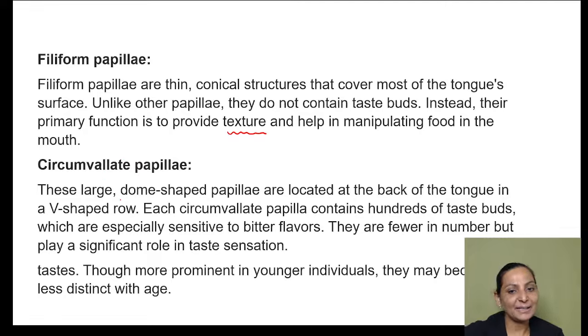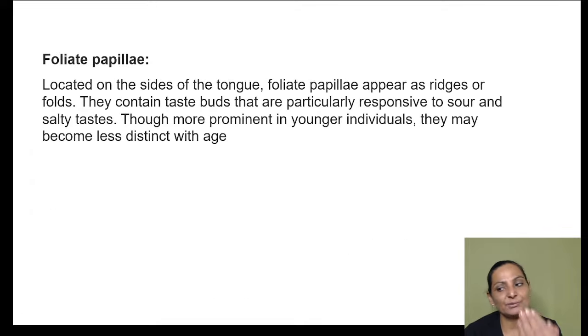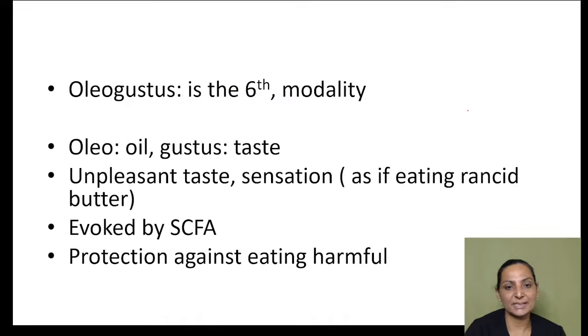Whereas circumvallate, they are located at the back of the tongue, and remember that they are more in the young age as compared to as the age advances. Foliate papillae, they are located on the tongue. The foliate papillae basically occur as ridges, and they are more responsive to sour and salt taste.